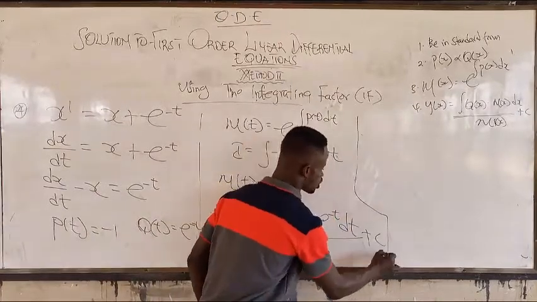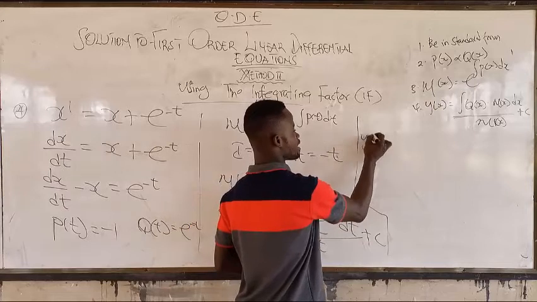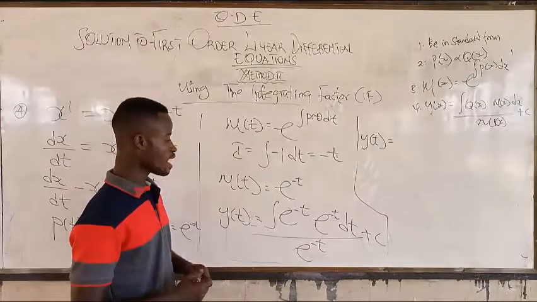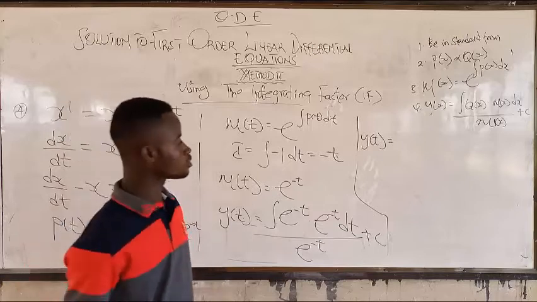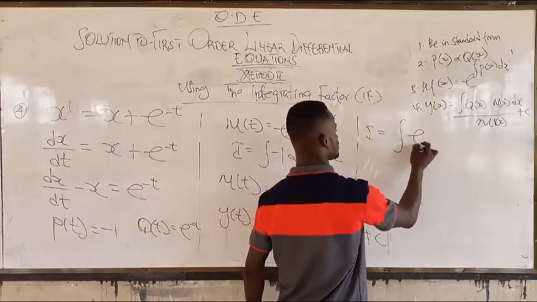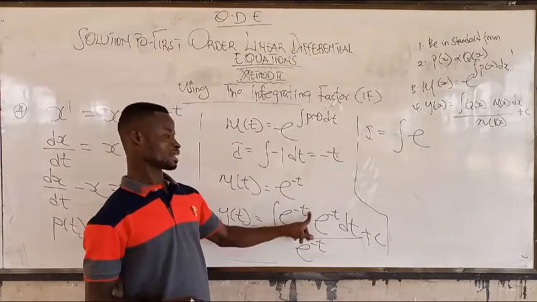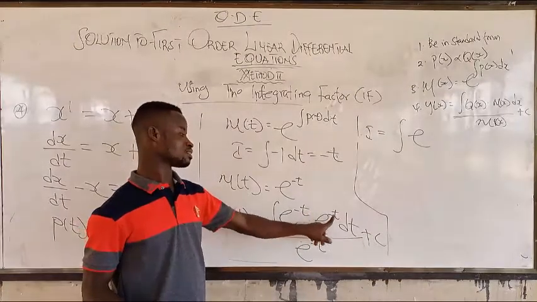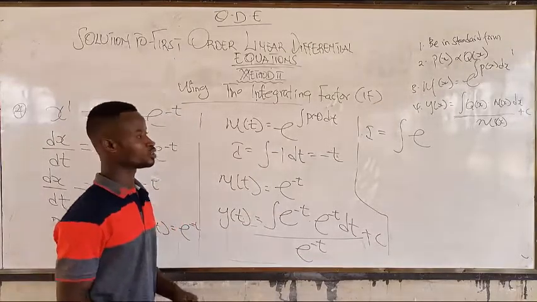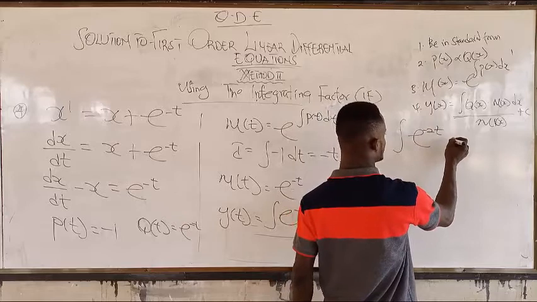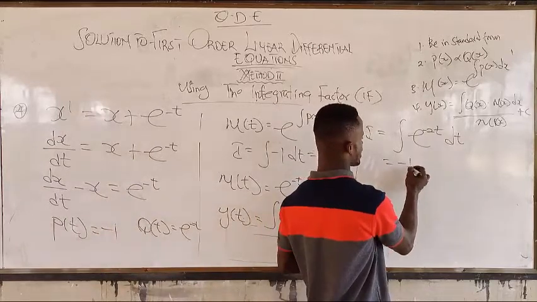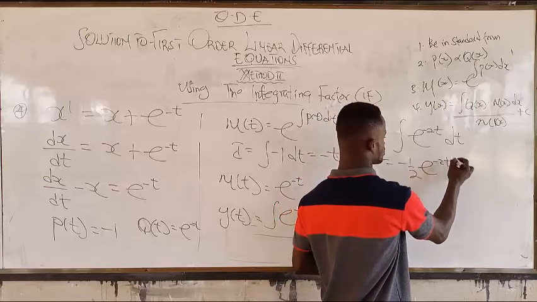So for us to conclude, y of t is going to be equal to, let me bring the integration part. This gives e raised to the power negative 1 plus negative 1. What will you get? That is going to be negative 2. So this is negative 2 t dt, and when you integrate this, you get negative half e raised to negative 2 t.